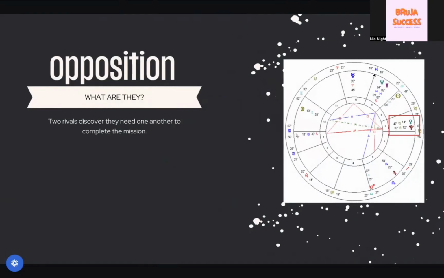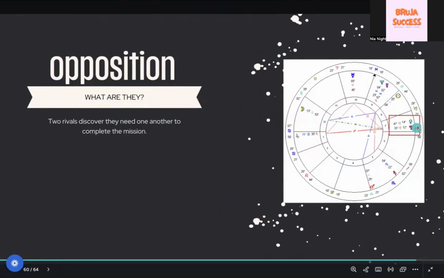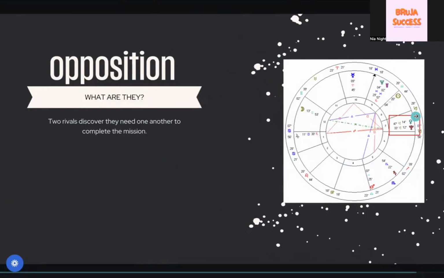Now let's talk about opposition. This is a 180-degree difference. It means these planets are 180 degrees away from each other.